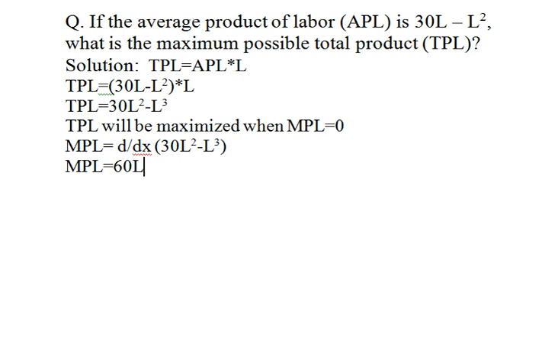So our marginal product of labor will be 60L, from 2 one gets subtracted, that is 1, so 60L minus 3L square. As we get the marginal product of labor, equate this marginal product of labor with 0.